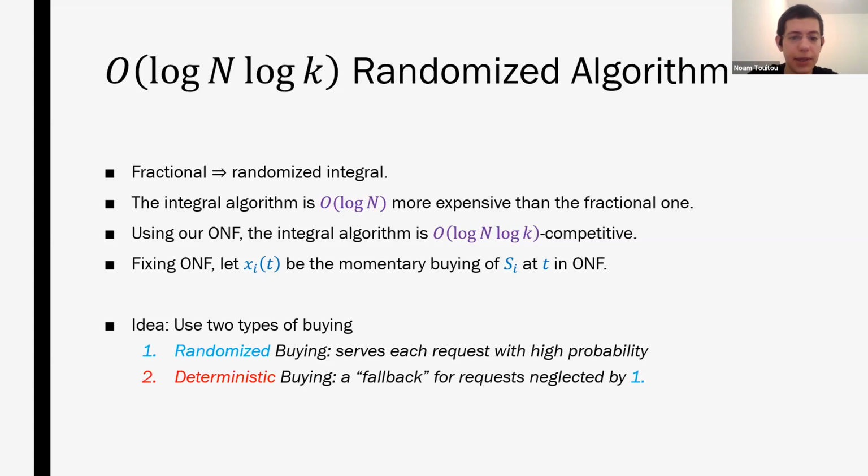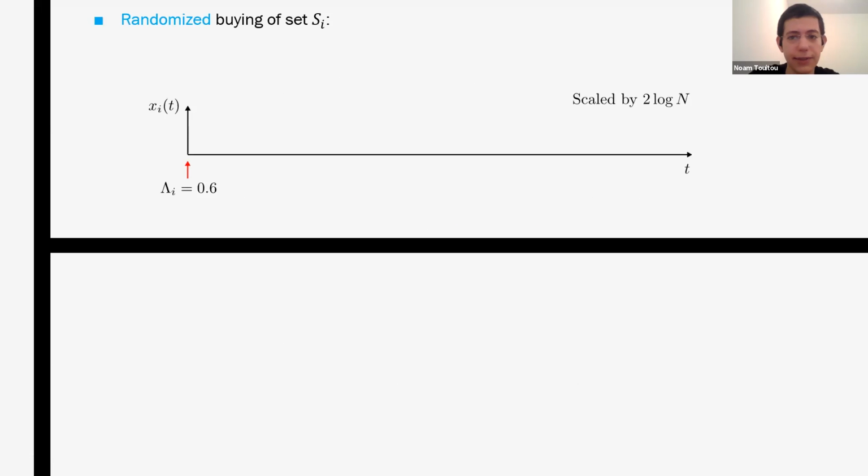and this type of buying is going to serve each request with high probability. The second type is deterministic buying, which is going to serve as a fallback for requests which were neglected by the first step. That is, requests that were not served by the randomized buying. And the expectation is going to be that this deterministic buying doesn't happen too often, because randomized buying would take care of most requests. So let's see how this works.